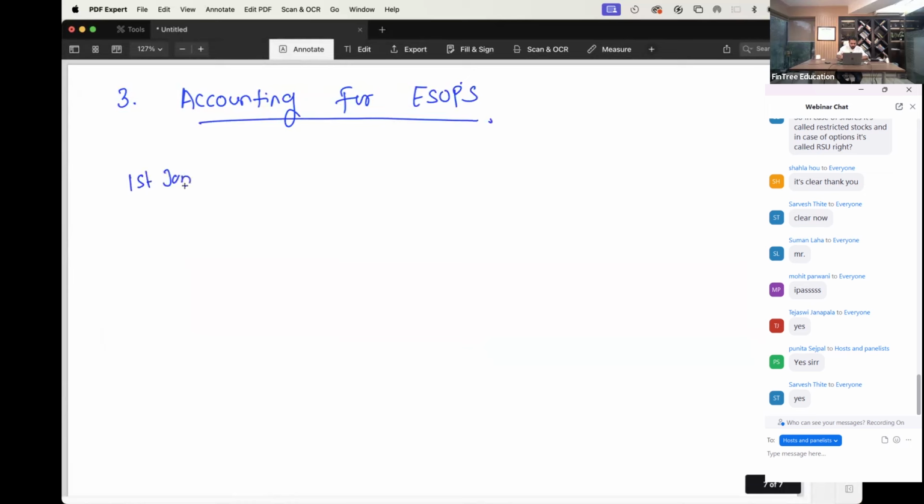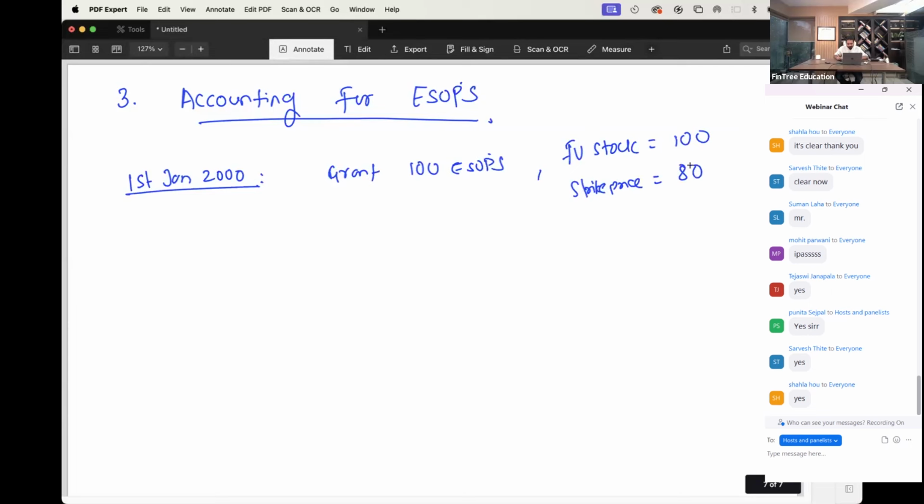First January 2000, you assume you plan 100 ESOPs. The fair value of the stock is 100. The strike price of the options, ESOPs are nothing but options, right? So strike price is, let's assume 80. Now, expiry of these options is let's say 5 years. I'm just making up something random. However, vesting period is 3 years.